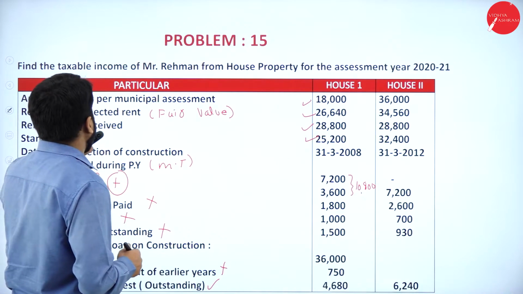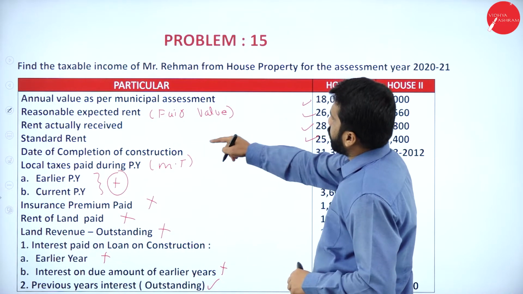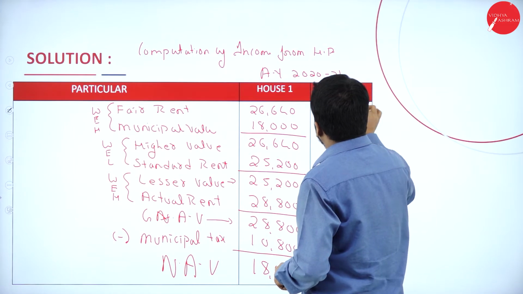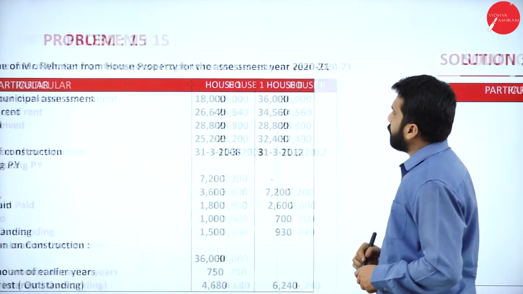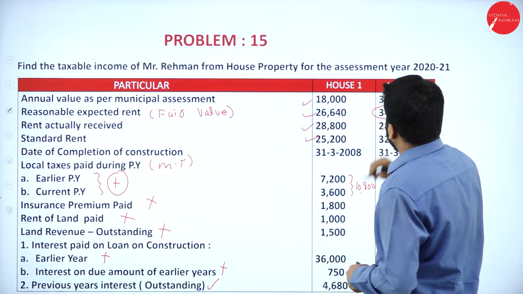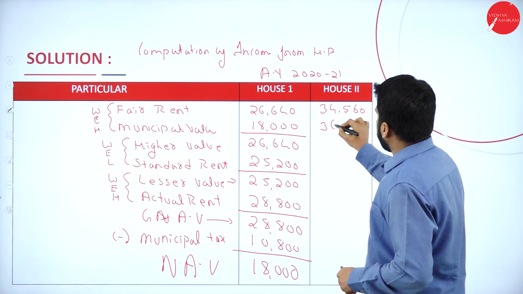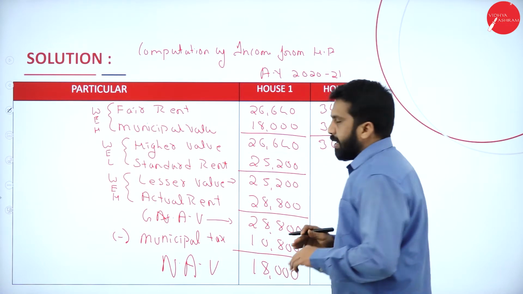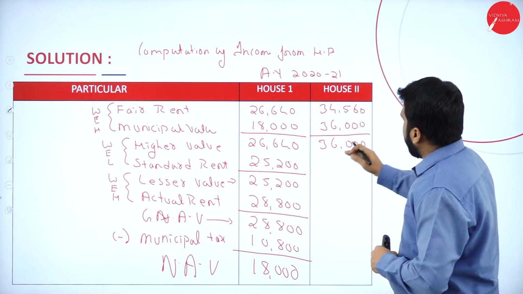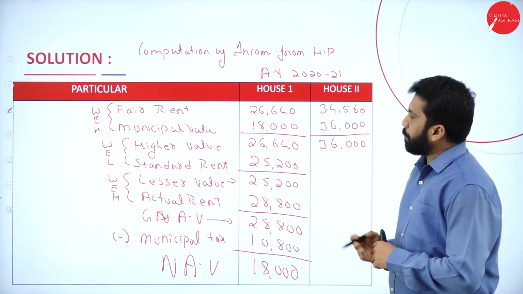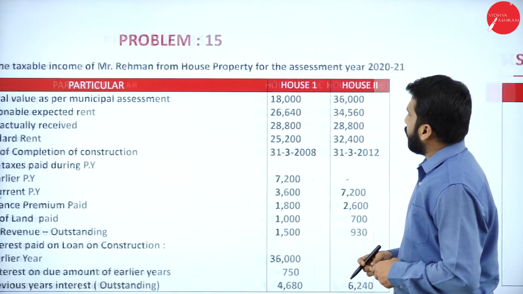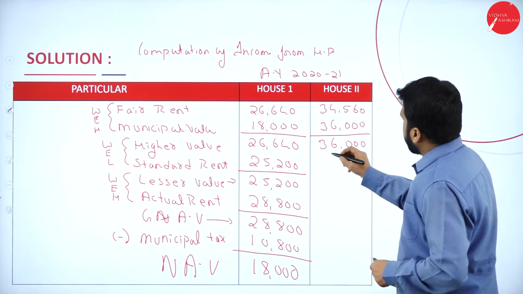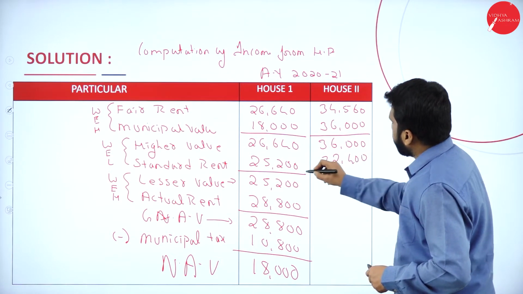Now, I have your house 2. What is your fair rent? Fair rent is 34,560. What is your municipal value here? Your municipal value as per this is 36,000. Whichever is higher, 36,000 is the higher value. Hope you are clear. Once you have 36,000, we have to compare your standard rent also. What is your standard rent? You got your standard rent 32,400.